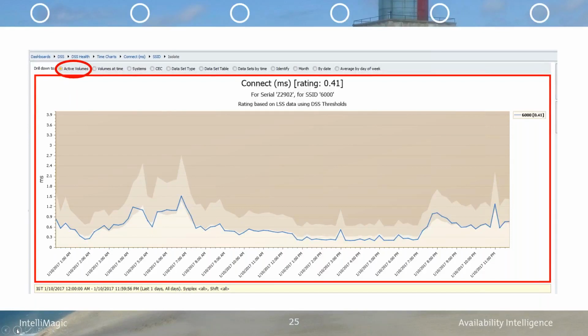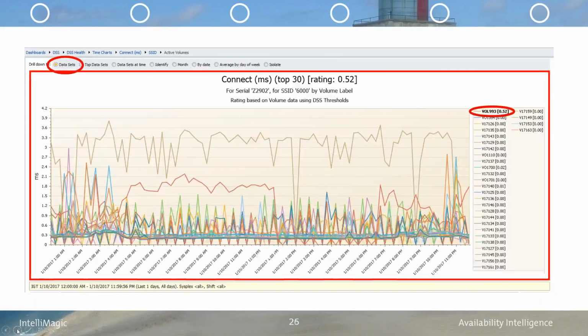So from here, we'd like to see, are there specific volumes that are involved? So we can do a drill down to the active volumes. So let's go to the next chart now. And here we see that we've got one volume, VolSer 933, that is red. All the other VolSers are clean. So again, we have narrowed it down as to where this connect time issue is coming from.